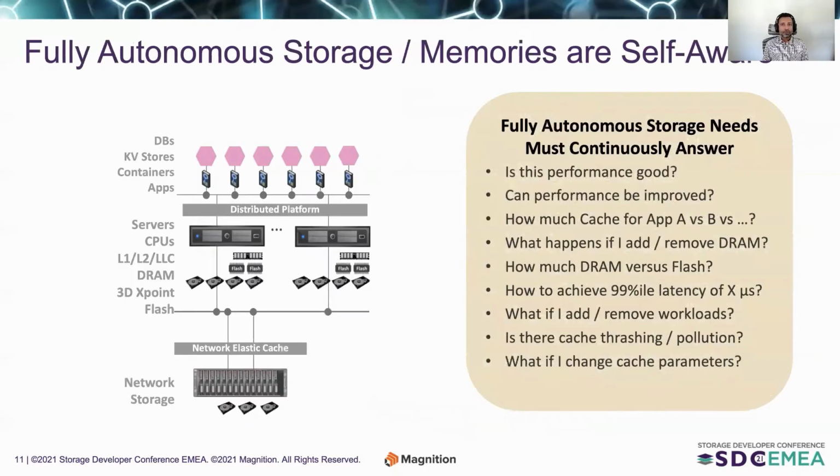So a fully autonomous storage system and memory hierarchy obviously has to be self-aware. We've hinted at this earlier. Now, in a modern system, we are dealing with a distributed system. We have applications, containers, and databases running on distributed platforms, and there are lots of different underlying infrastructure components, both hardware and software, that provide various storage and memory services.